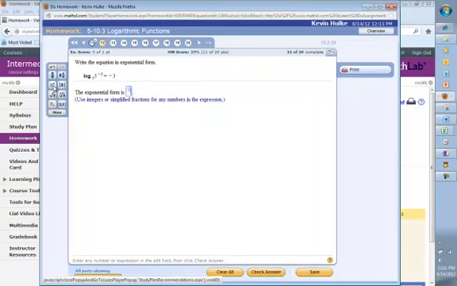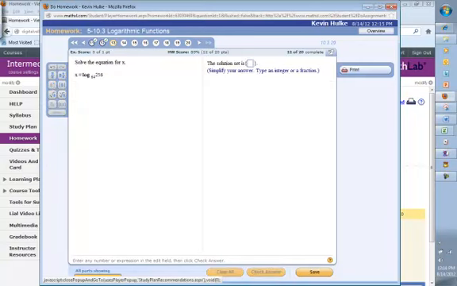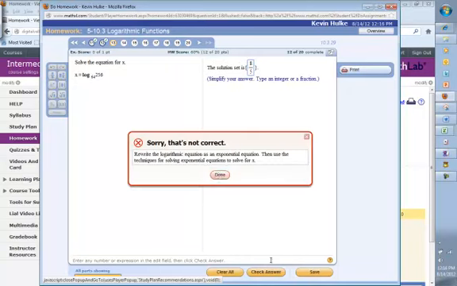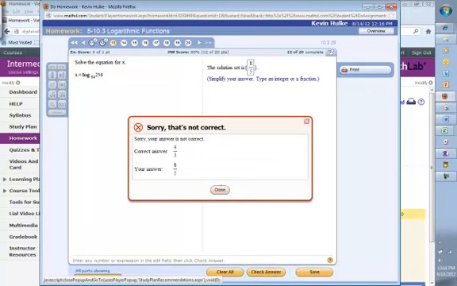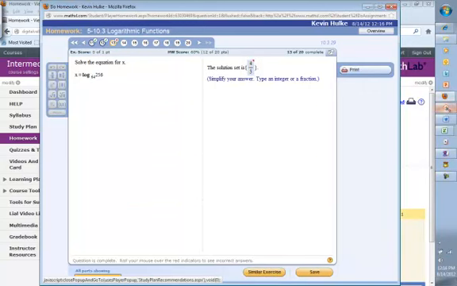Oops. What did I do wrong there? 5 is the base to the negative 3rd is 5 to the negative 3rd. The solution set is fraction 8 over 5. Oh, I must have done something wrong there. Let's try this one.